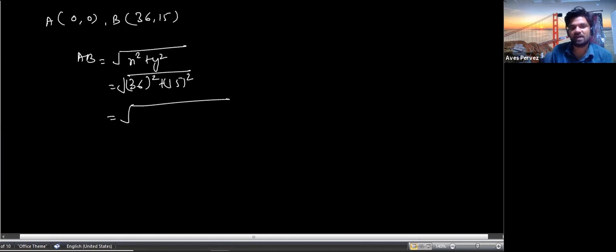I can write 36 as 18 into 2, or I can write it here as 9 into 4. 36 is 9 times 4, so 36 is 9 into 4, two times. Then plus 15. What can I write for 15? 15 is 5 threes, and here also 5 threes are 15.